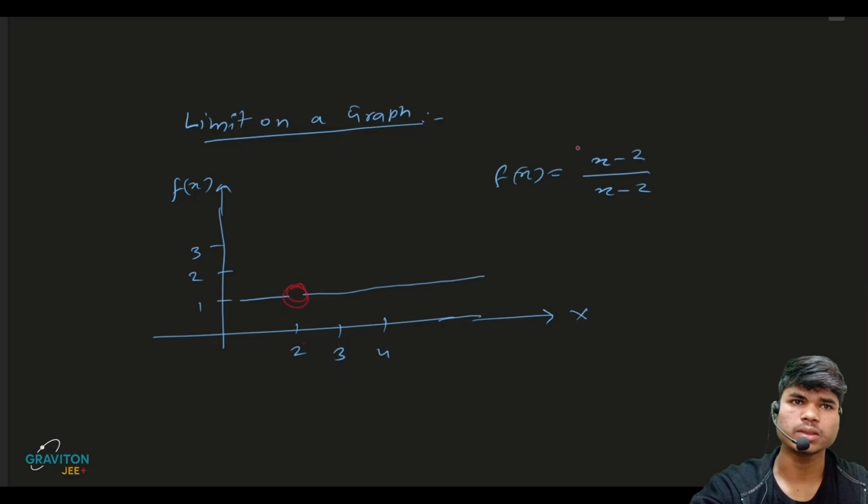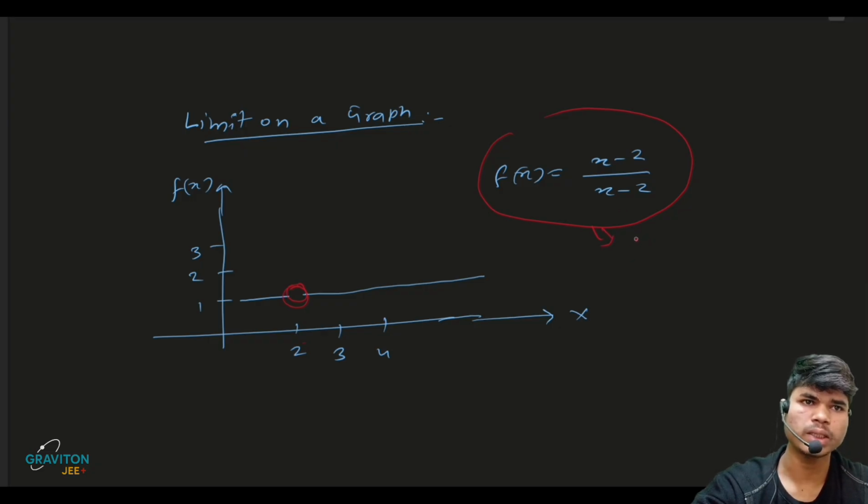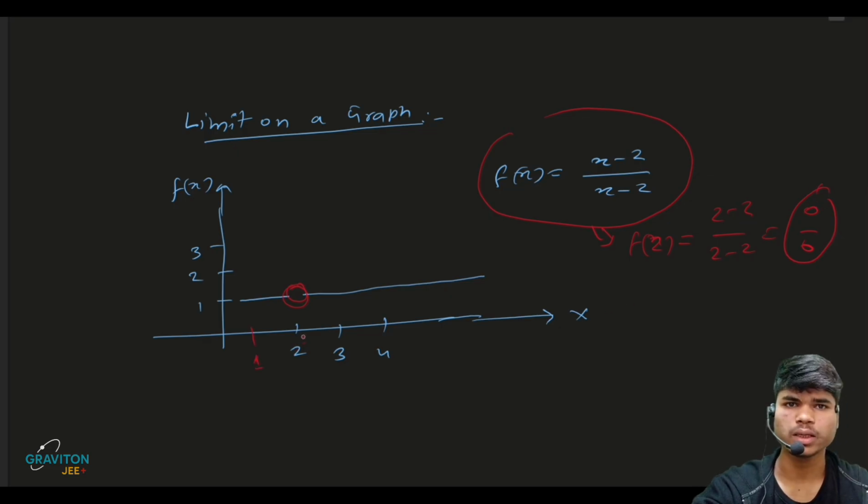Let us take a function f of x equals x minus 2 divided by x minus 2. This function is undefined at x equals 2. Why? If we put x equals 2 in this function, we will get 2 minus 2 divided by 2 minus 2, that is 0 by 0 form. This is a mathematically undefined form. So at x equals 2, the function value is undefined.